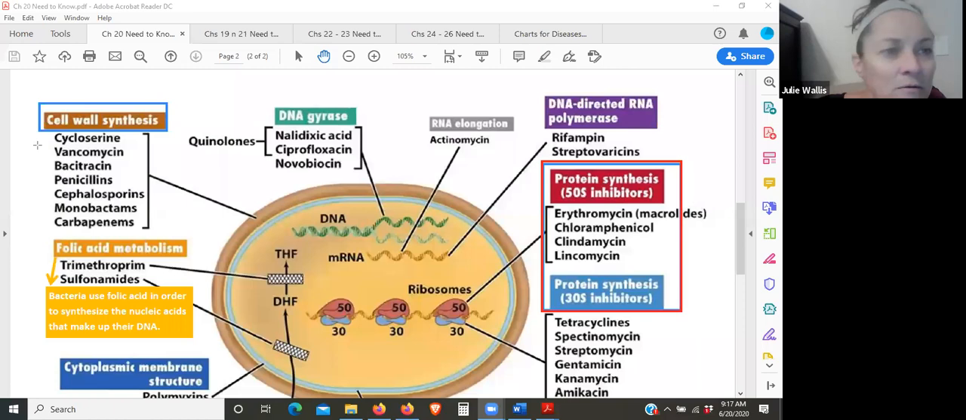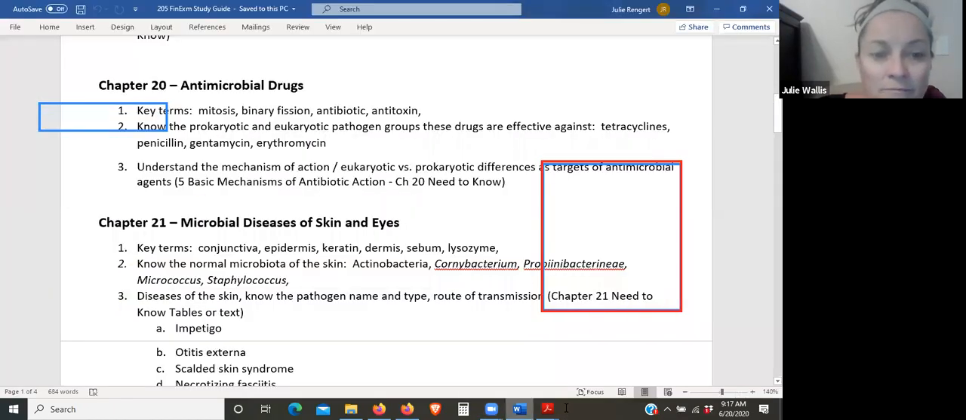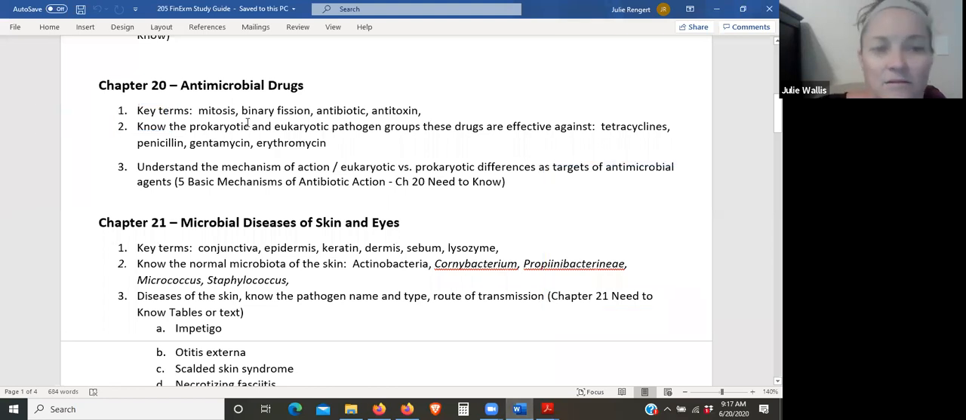So that whole chapter is basically just understanding the targets and mechanisms for the different antimicrobial agents, which is why I have this highlighted here: to understand the mechanism of action, the prokaryote versus eukaryote. So that's what I was just explaining.